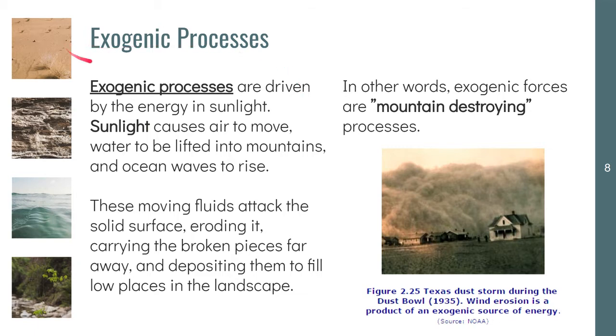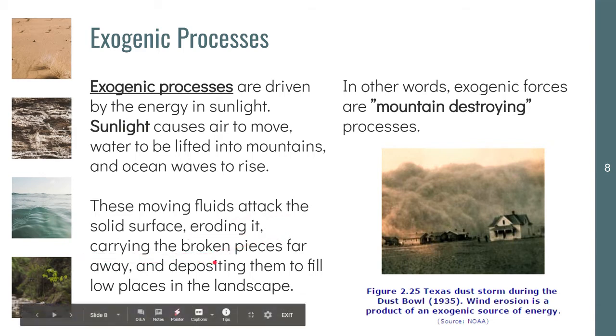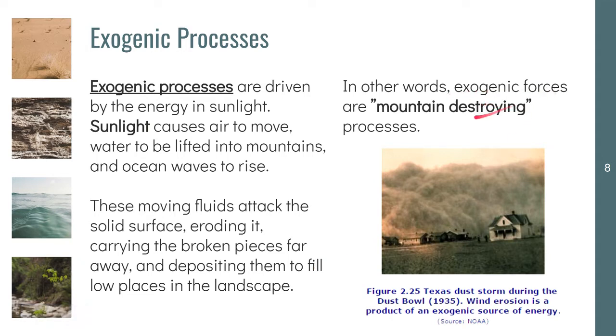So we have established that exogenic processes are earth processes wherein the origin or the force comes externally. The driving force of all those processes would be the sun, specifically the sunlight. Sunlight causes air to move, water to be lifted into mountains, and ocean waves to rise. So these moving fluids attack solid surfaces, erode them, carry the broken pieces away, and deposit them to fill low places in the landscape. In other words, we can define exogenic processes as mountain destroying.